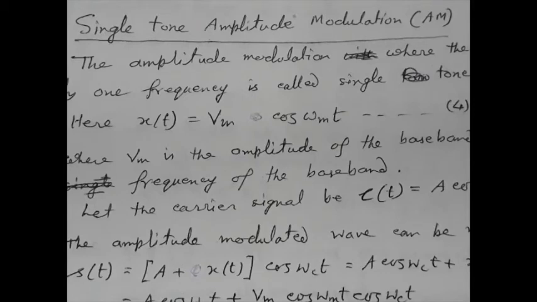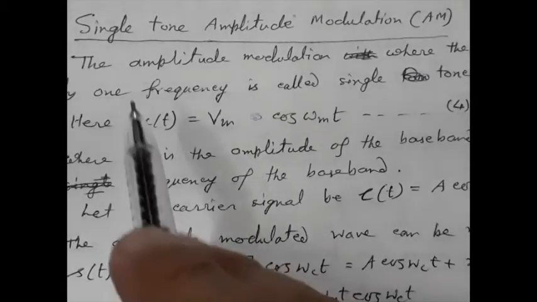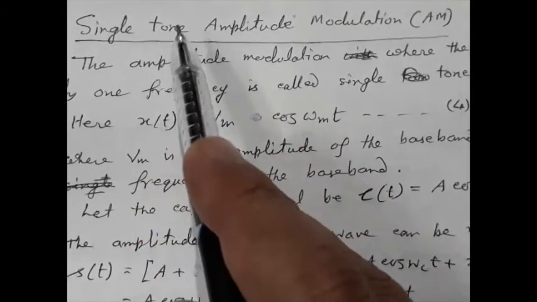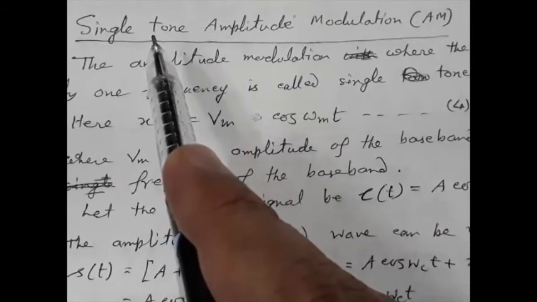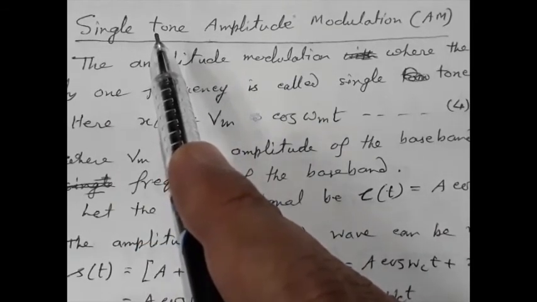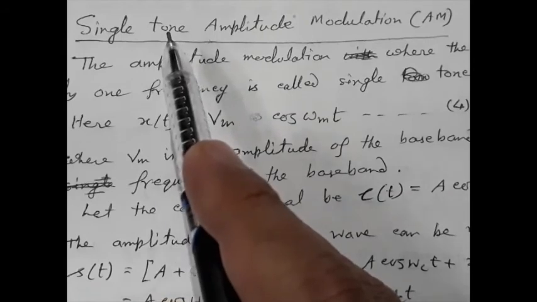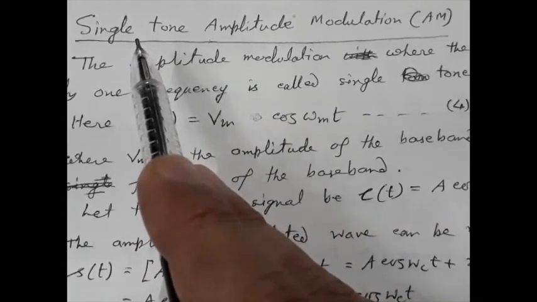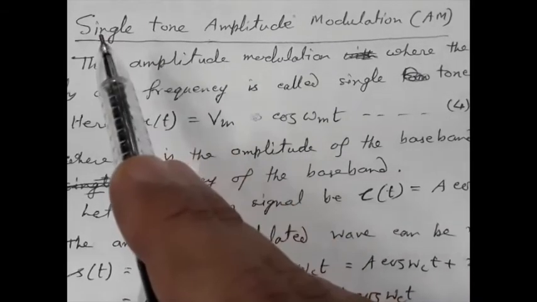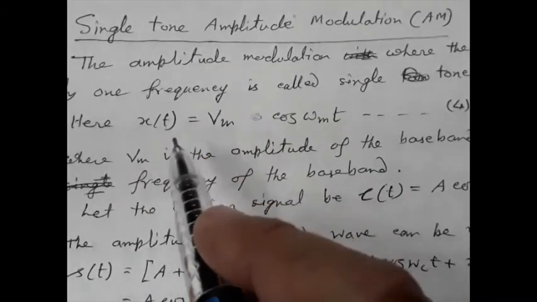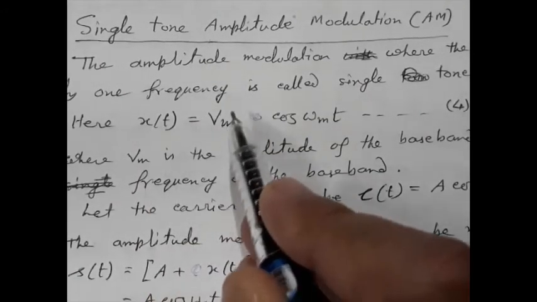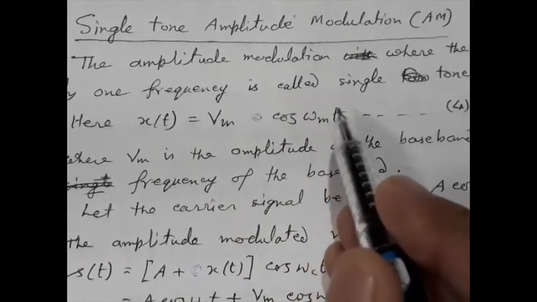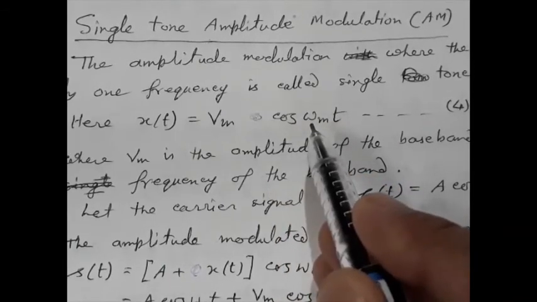Now we will try to understand this AM with single tone system. Single tone implies that tone implies frequency. So single tone means single frequency. Single frequency of what? Single frequency of modulating signal. That means when the modulating signal or the baseband signal consists of single frequency, we call that particular system as single tone. So under this condition, xt can be written as Vm cos omega mt, where Vm is the amplitude of the baseband signal. Cos omega mt because it is a single tone.